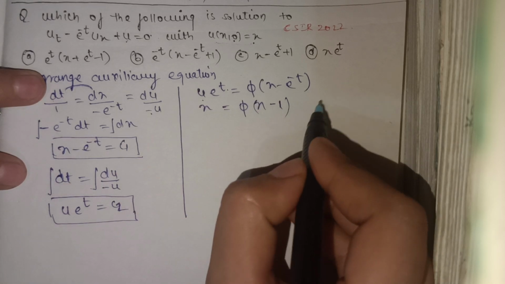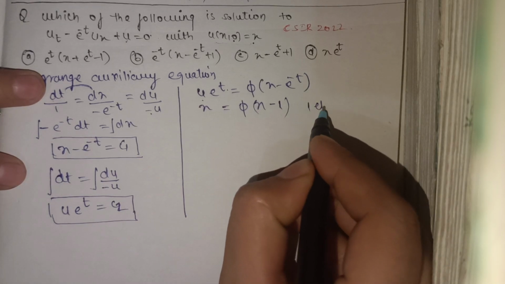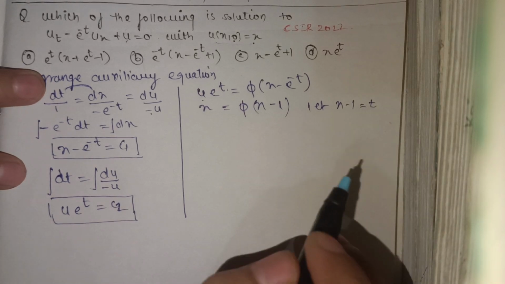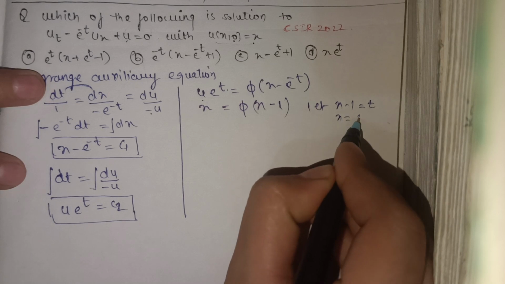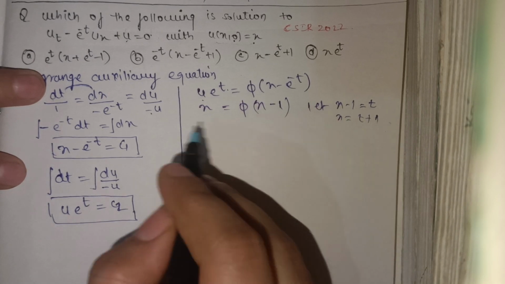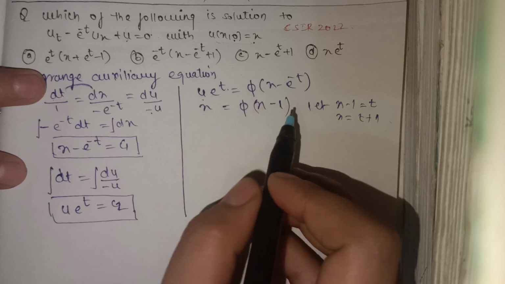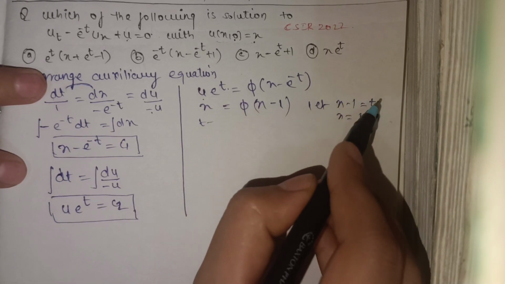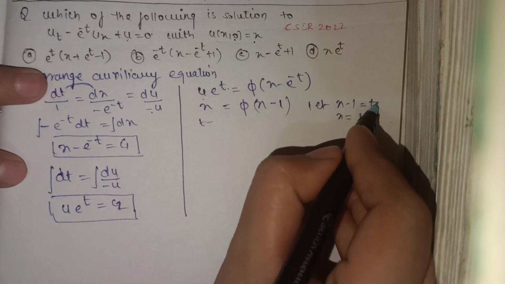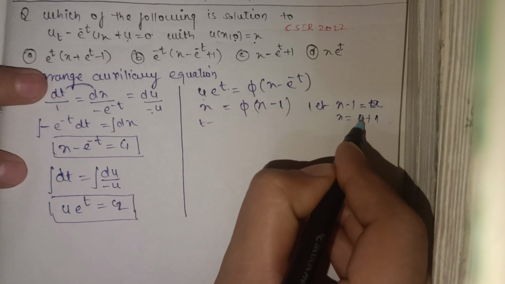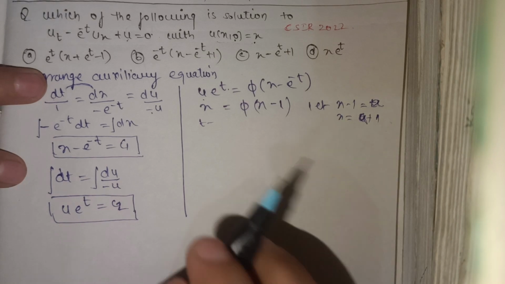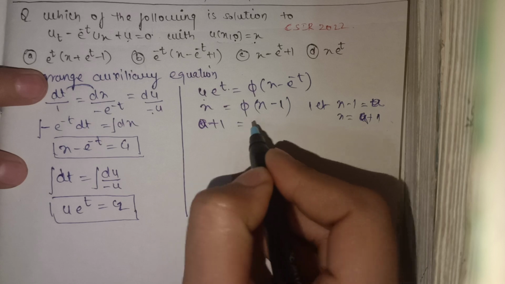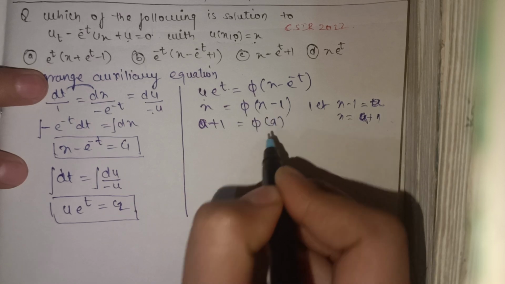Now we will let x minus 1 be equal to t. If we let this, then x is equal to t plus 1. So here we will put t plus 1 in place of x. Because t is already there, we will consider it as a for convenience, so that we have no confusion. So a plus 1 is equal to phi of a.